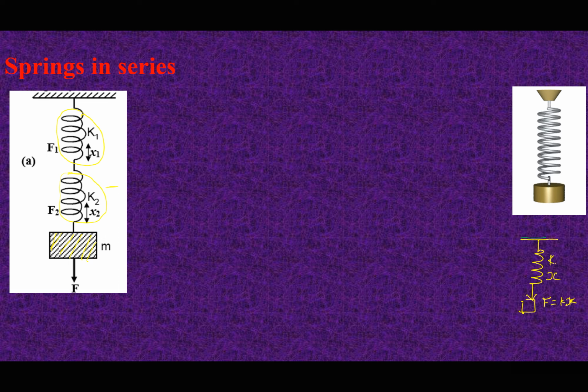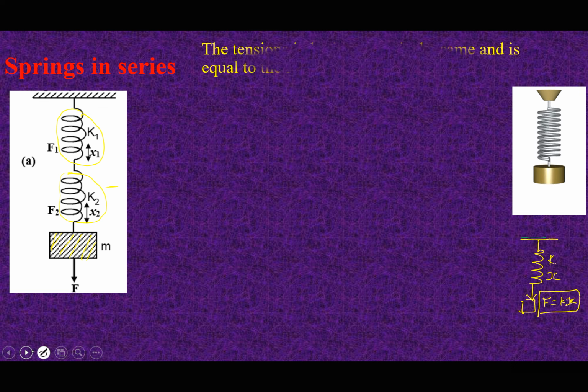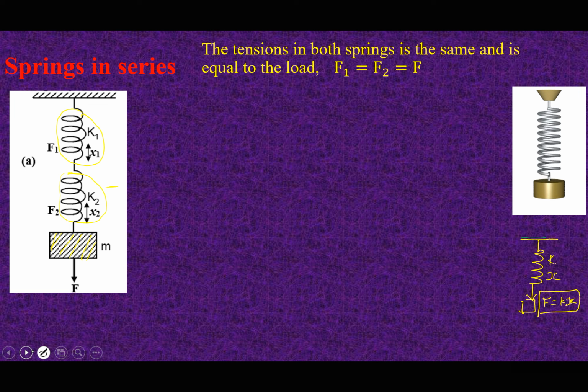Of course, tension is given by Hooke's law. The force, which is the tension, is going to be F equals Kx. Therefore, the tension in both springs is the same and is equal to the load which is applied, and that means F1 and F2 are going to be the same, and they are going to be F.